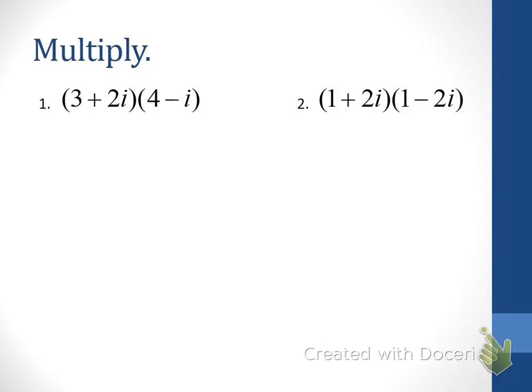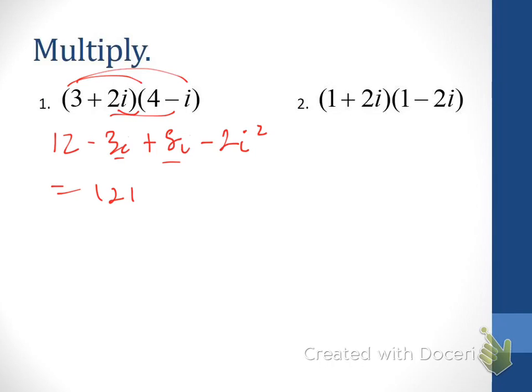So as you remember, we double distribute here. 3 times 4 is 12. 3 times negative i is negative 3i. And then we distribute here, we get 2i times 4 is 8i. And 2i times negative i is negative 2i squared. We can combine like terms here and here and get 12 plus 5i, but you have to remember that i squared is negative 1. So we can take negative 1 times negative 2 and get positive 2, and then combine these guys and get 14 plus 5i.